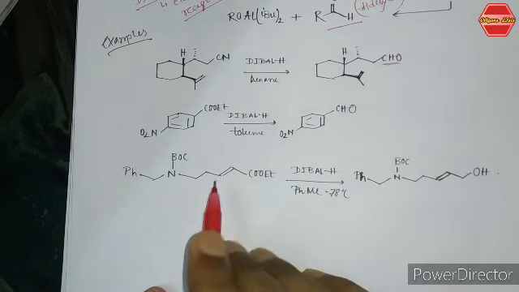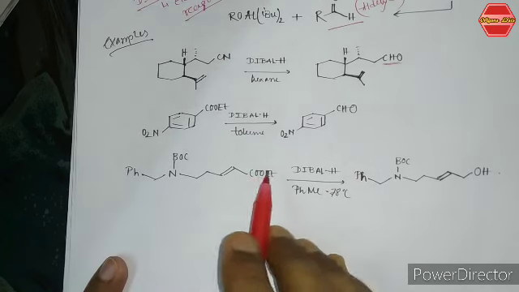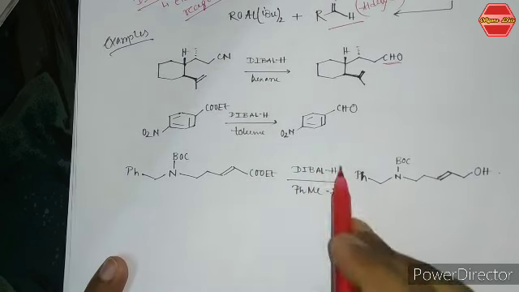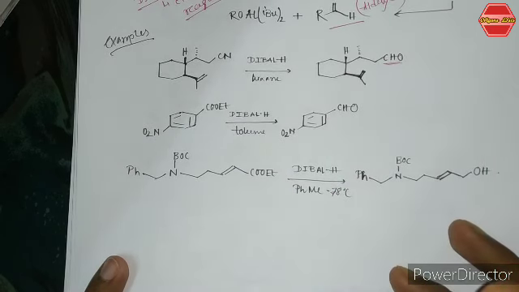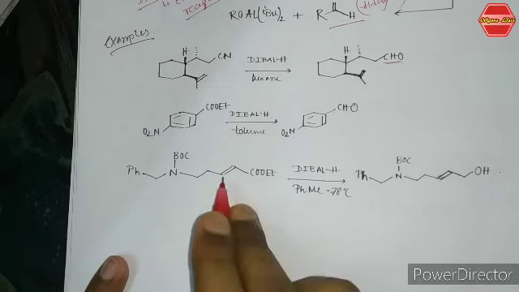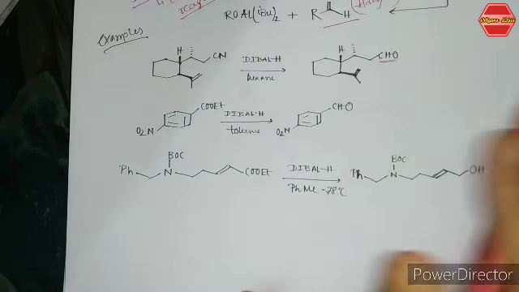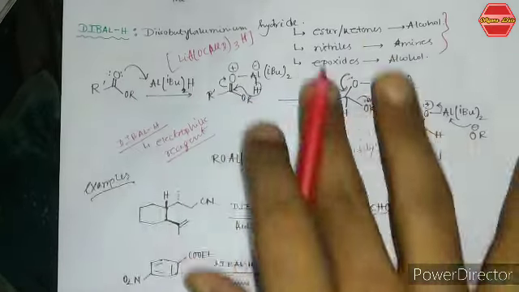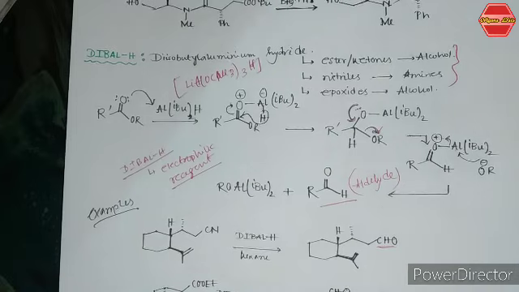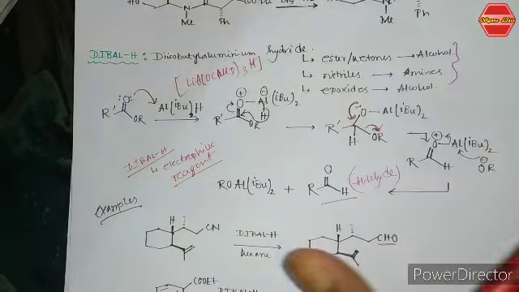Now if you have an alkene and an ester, both are reducible, but if you use Dibal-H, then only the ester is selectively reduced to the corresponding alcohol, but this double bond will remain intact. So that is how this reaction proceeds, and this is how Dibal-H reacts with these systems, that is esters, nitriles and epoxides.